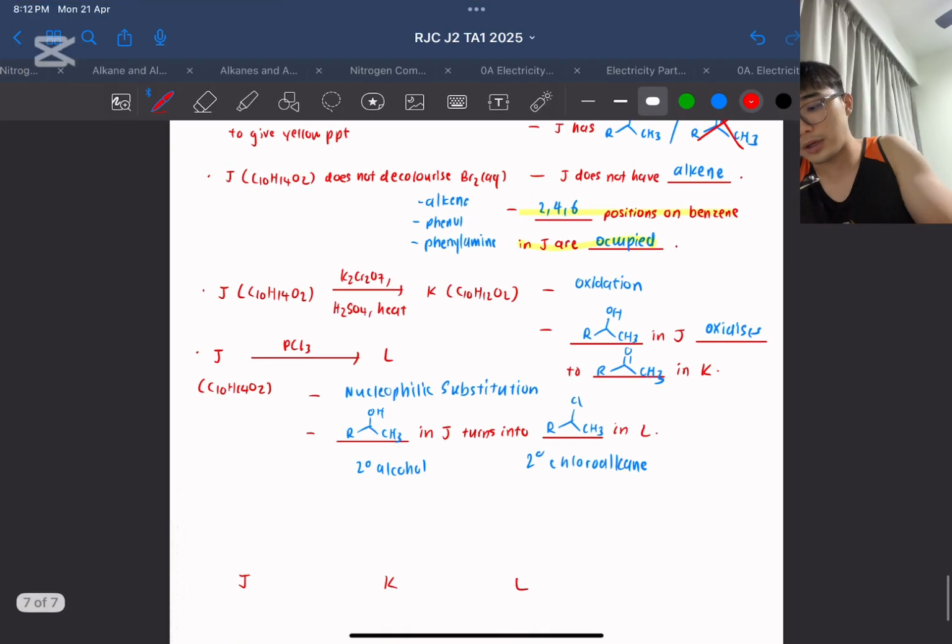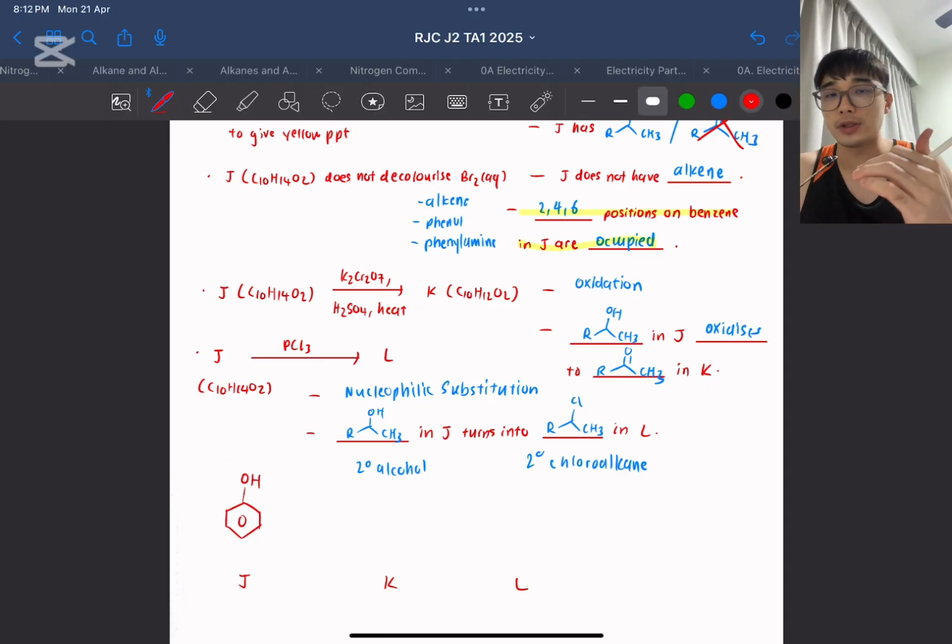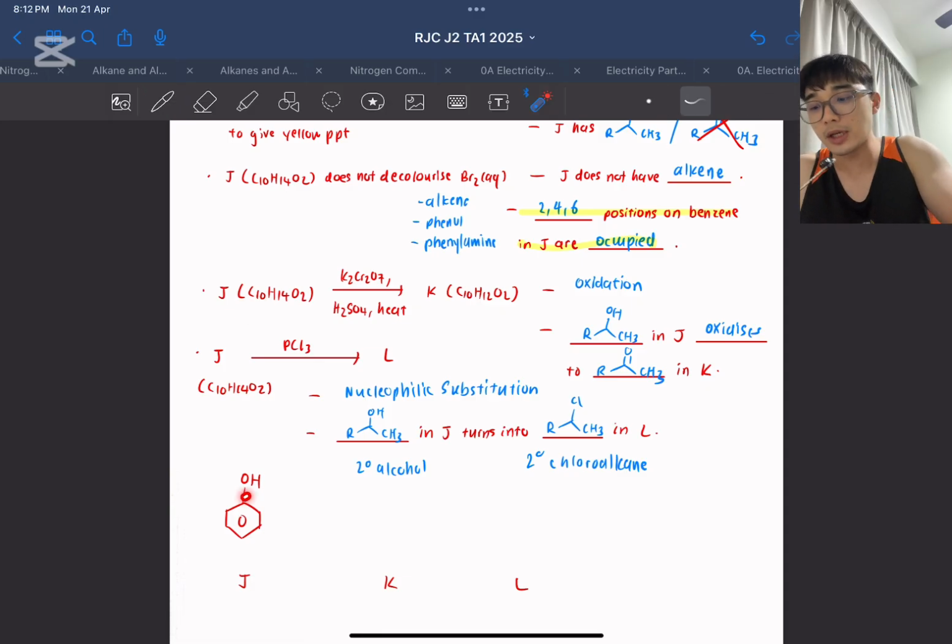So we need to do two things. We need to first draw the benzene ring with our OH here. This is our phenol on compound J. And now you should always ask yourself, how many more carbons do I need to put? I have 10 carbons. 6 carbons already come in the form of benzene. That means you only need to play with another 4 carbons.